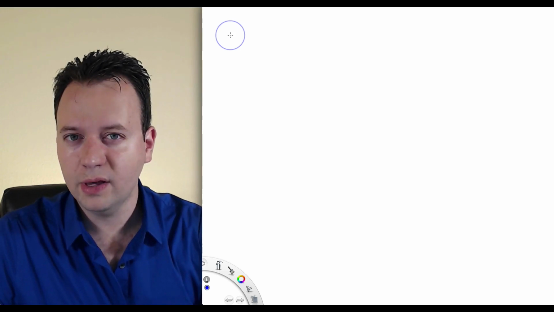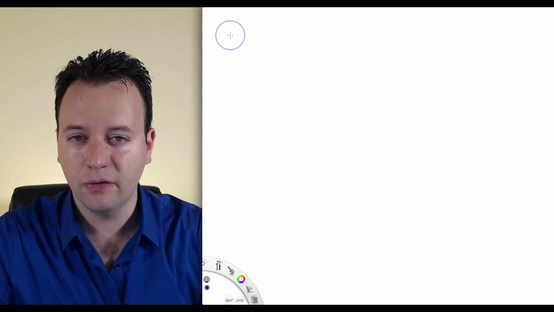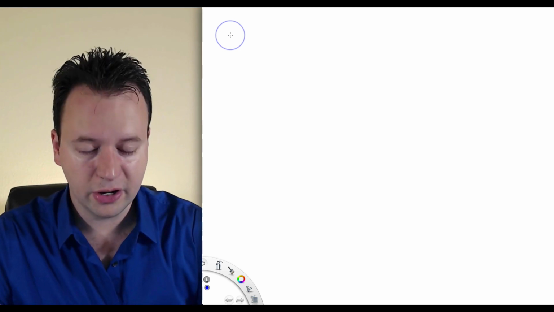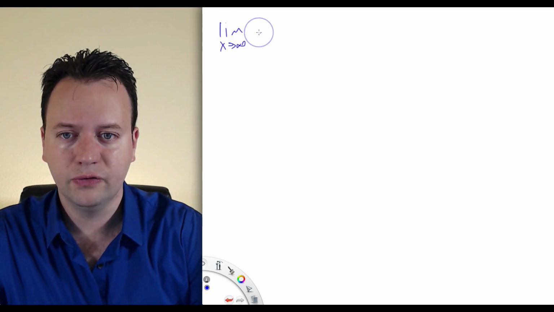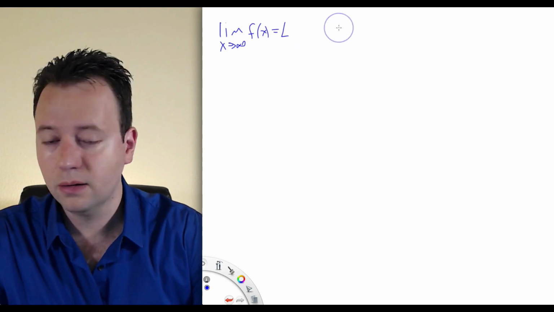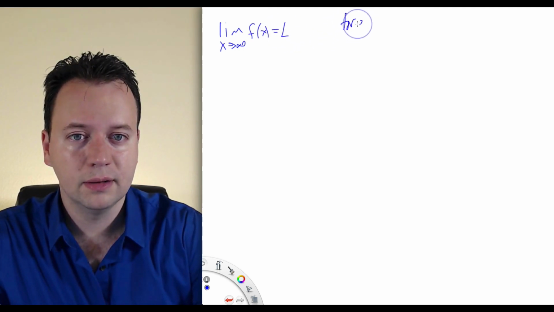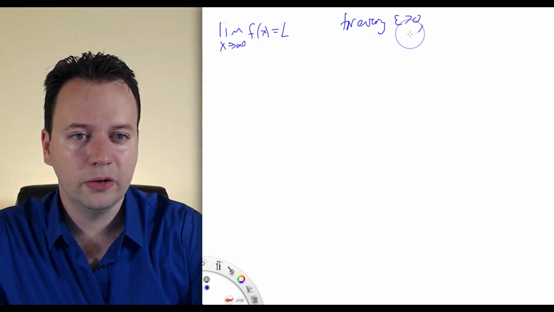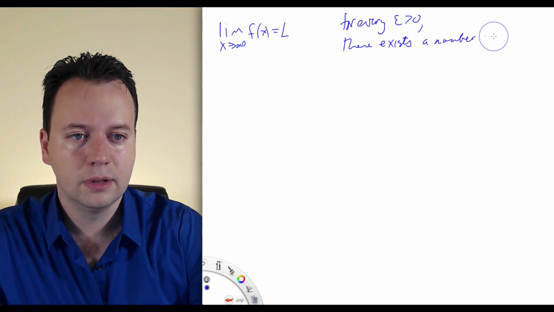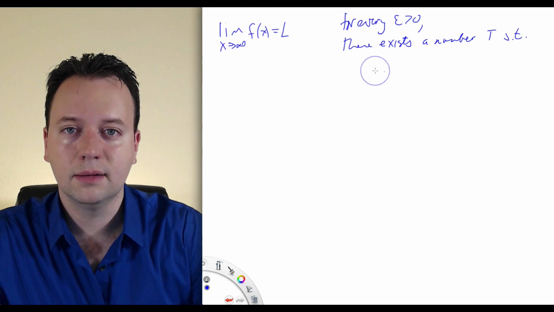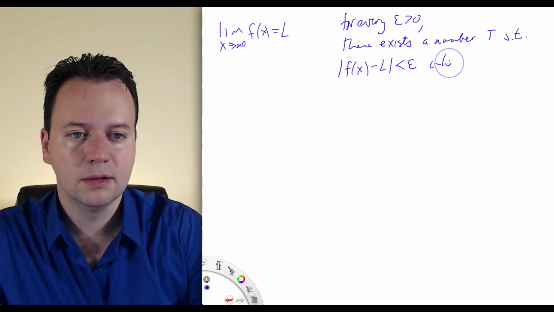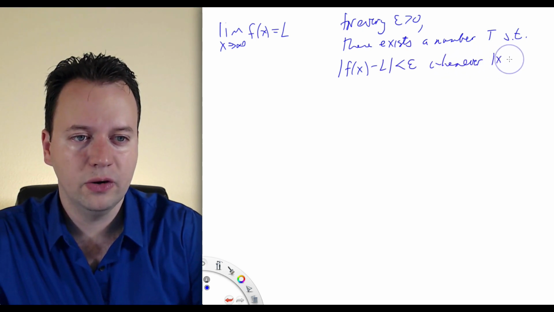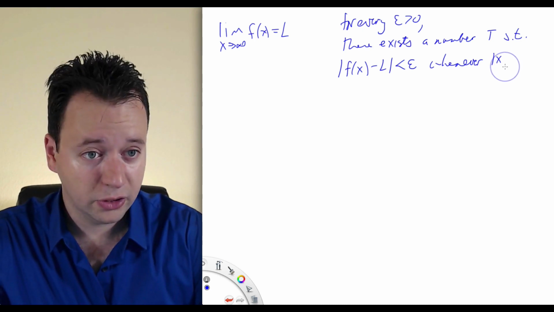Next, let's take a look at a few examples of applying the formal definitions of the limits that we reviewed in the last video lecture. So first of all, recall that the limit as x goes to infinity of f of x is equal to L means that for every epsilon greater than 0, there exists a number t such that the absolute value of f of x minus L is less than epsilon whenever x is greater than t.